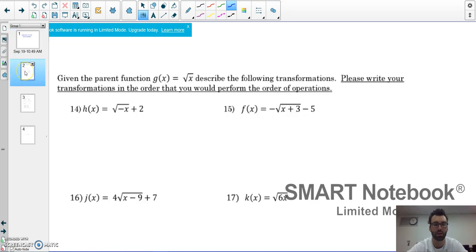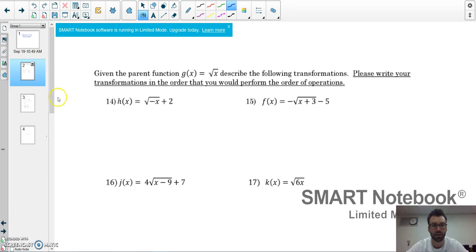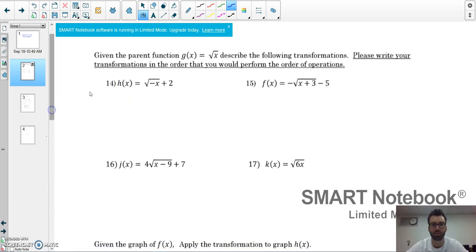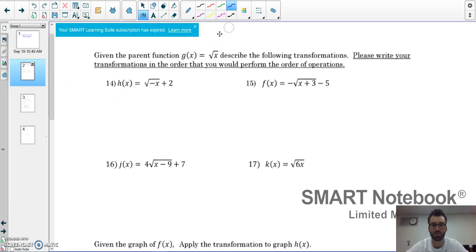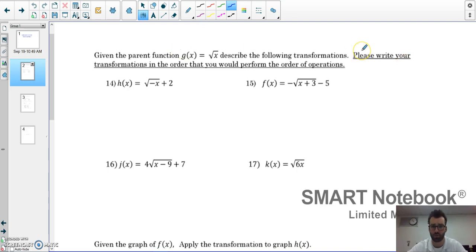Number 14 of the cumulative review, number 2. How exciting. Okay, first one. Given the parent function g of x equals the square root of x, describe the following transformations. Please write your transformations in the order that you perform those operations.